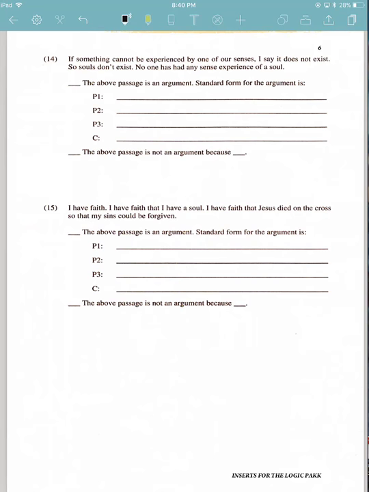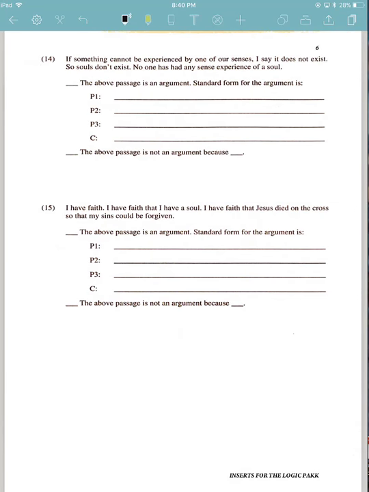And finally, if I look here, notice this one is just saying I have faith, I have faith, I have faith. Those are just statements. It's definitely not an argument, and therefore it's a non-argument. So that's kind of what's happening with insert A.